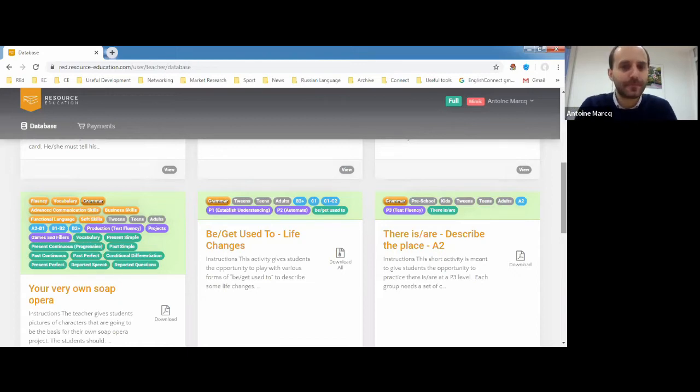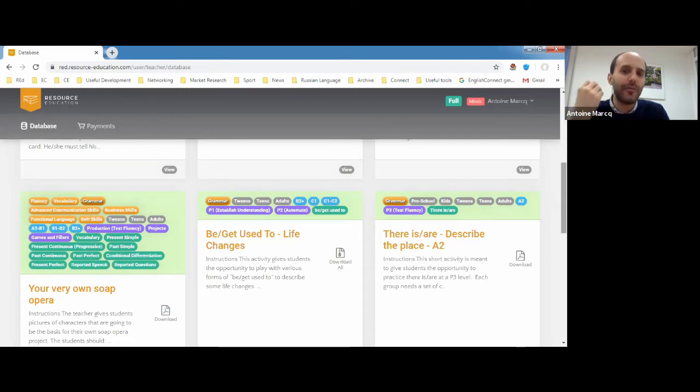In my experience, the tricky part here with be get used to is not so much the concept. It makes sense to the students. They understand that when they use the expression be get used to, they're saying how comfortable they are with a routine, with a habit. I found the key problem with students when they're learning be get used to is they struggle with choosing be or get, and in which tense they should put it.